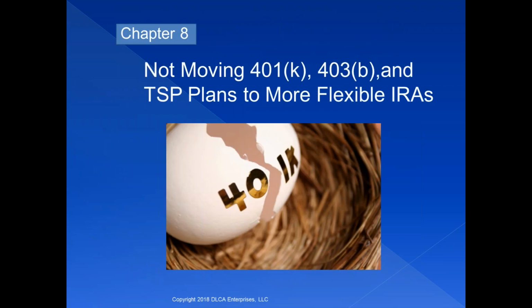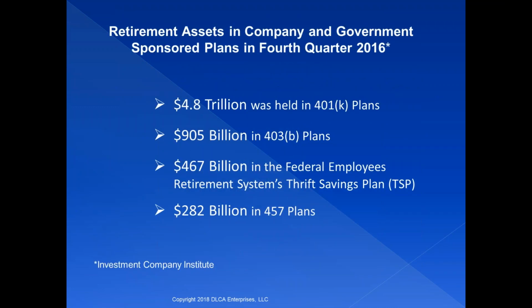Now I'm going to go into mistake number 8, and on this one I'm going to spend some time because, folks, this is where the opportunity is immediately right now. The mistake is not moving those 401ks, 403bs, TSP plans, and other company and or government-sponsored plans to a more flexible IRA when you retire or turn age 59 and a half.